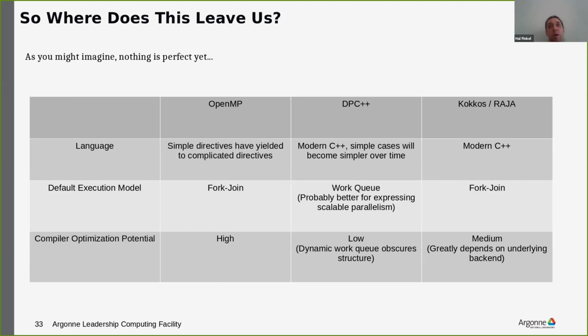With SYCL, the compiler would have to understand the structure of queues and the dispatch that is associated with that. Whereas with OpenMP, the constructs are much more directly embedded in the control flow of the program. Now, if you're using Kokkos or RAJA, it's really going to depend on which backend you're using. Those libraries can also introduce other abstractions that can be hard for the compiler to understand, but on the other hand, have advantages in performance portability.